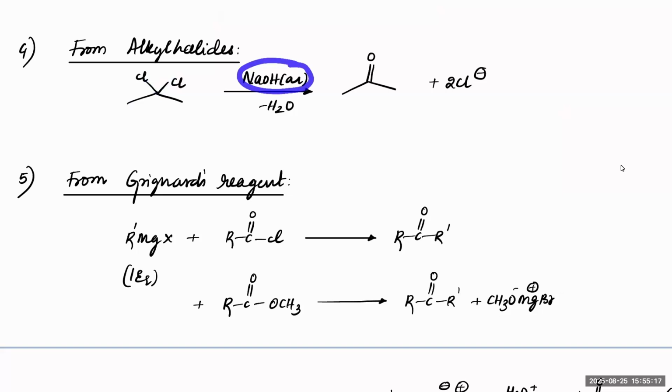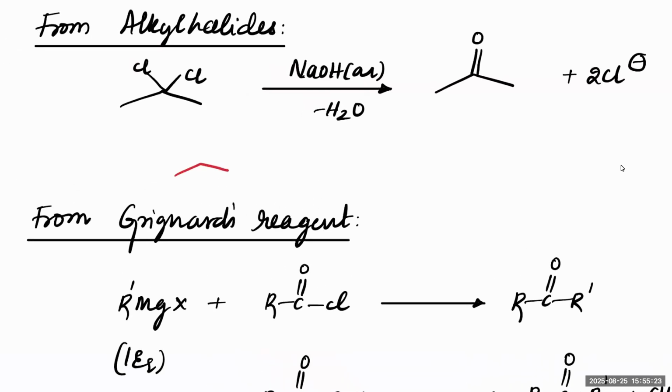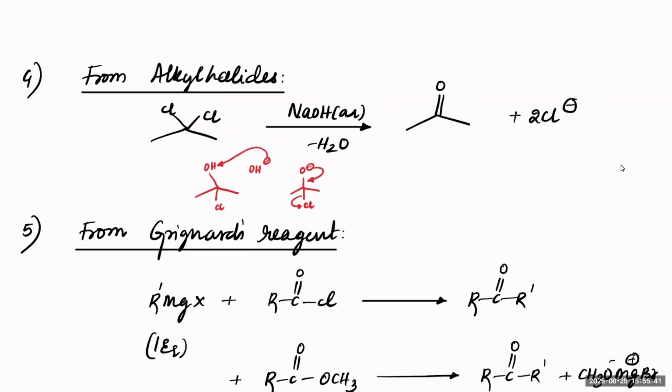react with aqueous NaOH, and you can make first, the mechanism could be as simple as having one chloride here and one OH here, and in the basic medium again OH minus can take H plus from here, creates an O minus and Cl minus. Internally this O minus can push out this Cl minus. That's how you can get a keto form. Done. This is from alkyl halides.